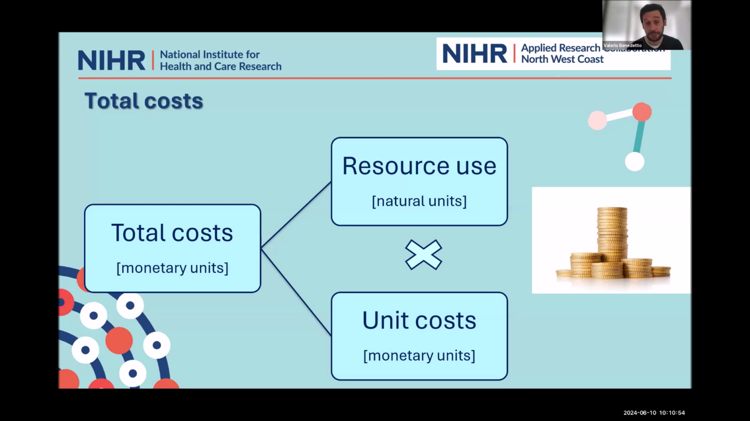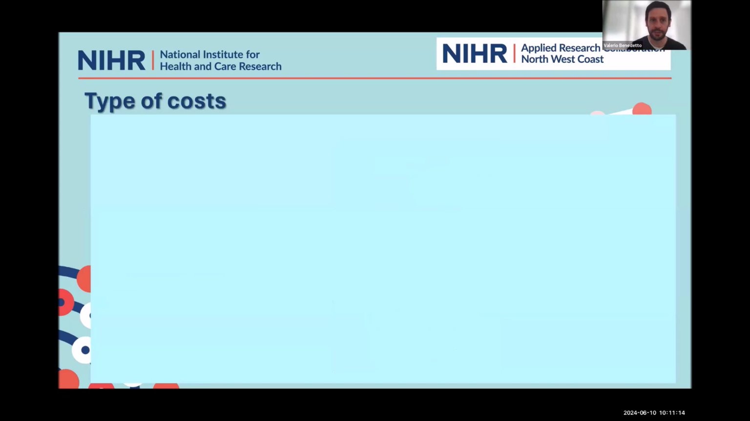And usually, I will say, it is something that researchers can estimate and calculate in quite an easier way compared with other elements of an economic evaluation. And now we're going to focus on the different components of total cost. So we start with the resource use, and then we'll move to unit costs with Luis.